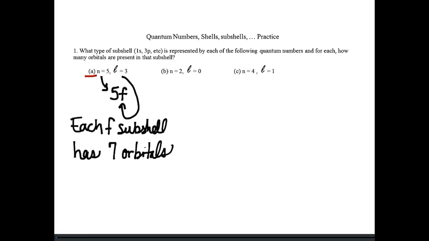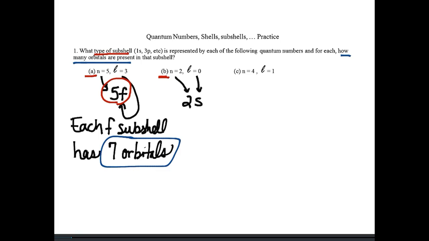And F subshells always have 7 orbitals. So it's a 5F type of subshell. And the answer to the second part, how many orbitals? It has 7. Number 2, part B. N equal 2 means it's the second shell. L equals 0 means it's an S subshell. So that means this is a 2s subshell, which is going to contain 1 orbital, as all S subshells do. Part C, N equal 4, that's the 4th shell. L equal 1 is a P subshell. So this is a 4p subshell, and p subshells always contain 3 orbitals.